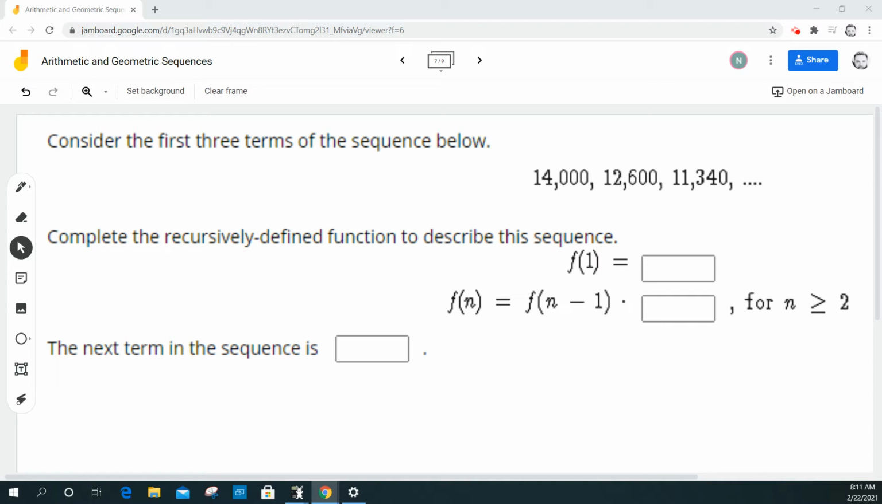But it says the first three terms in the sequence are 14,000, 12,600, 11,340. And then it says complete the recursively defined function. Well, this is the exact same problem that we just did, except now they give us the terms. So this is n equals 1, this is n equals 2, this is n equals 3, and they want to know what is n when it equals 4.